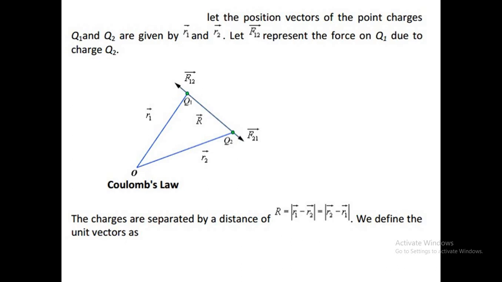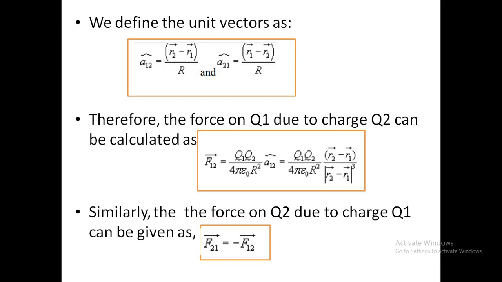Let the position vectors of the point charges Q1 and Q2 be R1 vector and R2 vector, and let F12 vector represent the force on Q1 due to the charge Q2, and these charges are separated by a distance R, which is equivalent to R1 vector minus R2 vector, which is equal to R2 vector minus R1 vector, and we can define the unit vectors as A12 cap is equal to R2 vector minus R1 vector divided by R, and A21 cap is equal to R1 vector minus R2 vector by R.